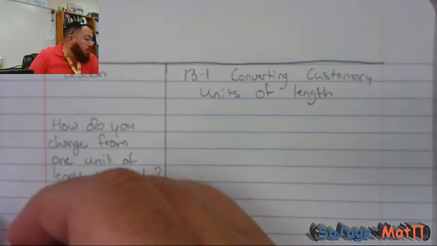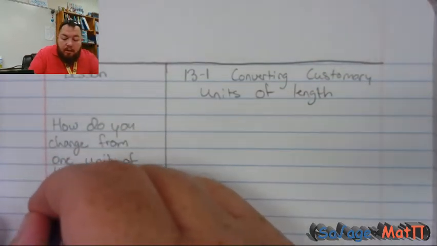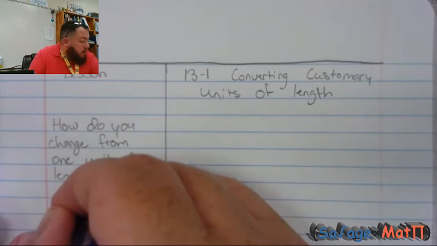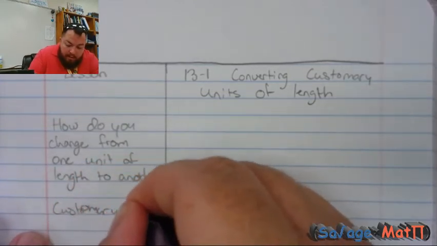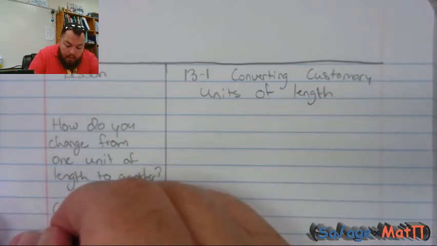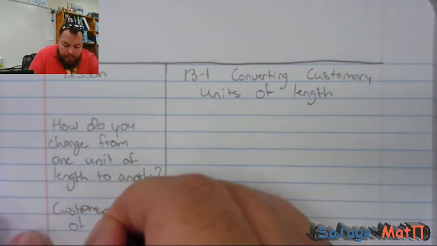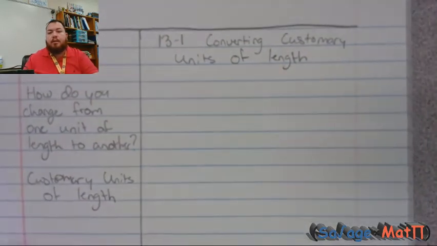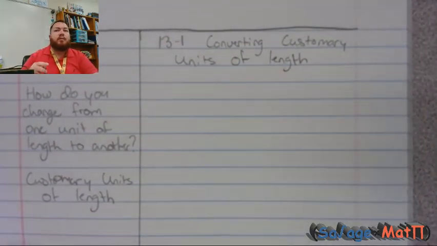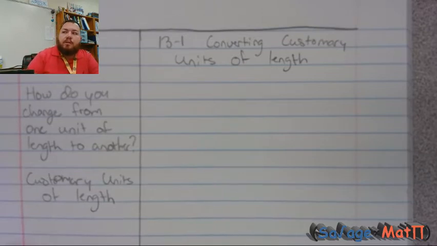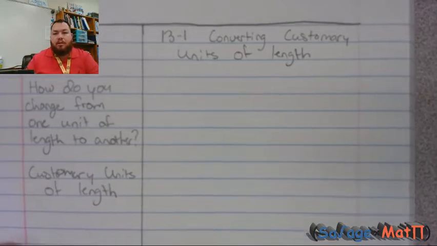So I'm going to do a customary units of length. Okay? And then what are customary units? Can we think of the difference between customary and metric? A metric would be a centimeter, but a customary is an inch. Okay?